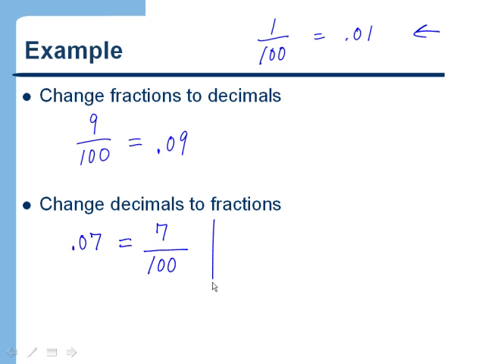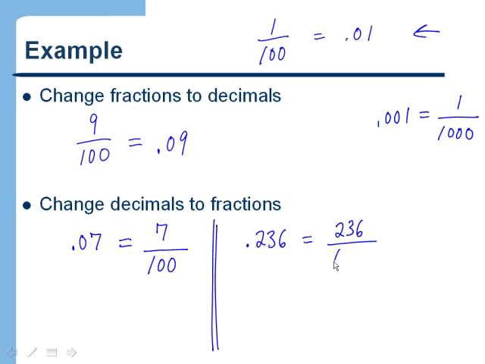Or to look at another example, 0.236, if I want to figure out what's the equivalent fraction there, well, I know that 0.001 is equal to 1 over 1,000, and so therefore 0.006 would be 6 over 1,000, or 236 over 1,000 would be what 0.236 is equal to.